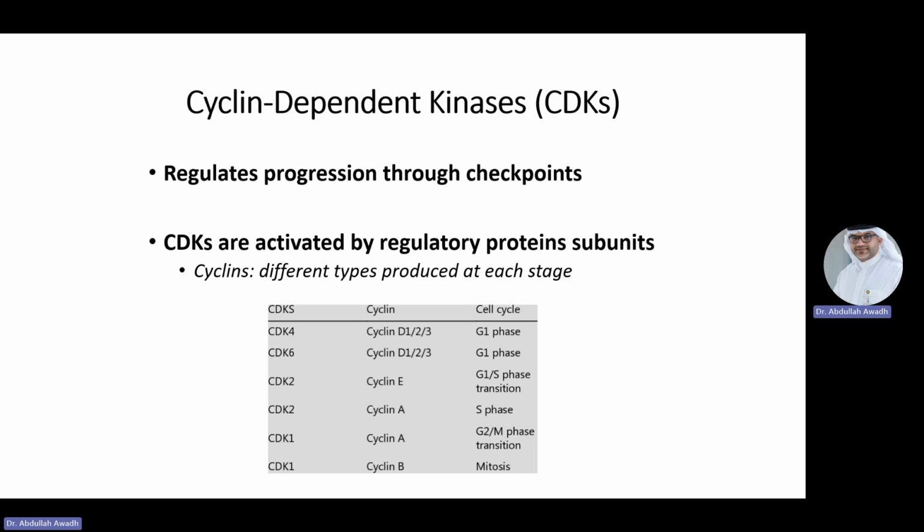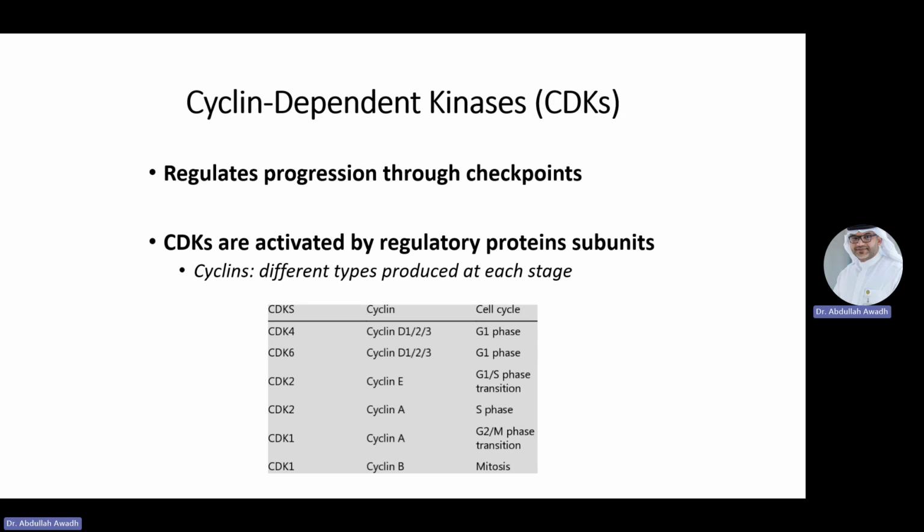CDKs, or cyclin-dependent kinases, are activated by regulatory protein subunits known as cyclins. There are different types produced at different stages, as we'll see in the next slide. So they are compositions. For example, CDK4 works with cyclin D1, 2, and 3, and they work during the G1 phase. Similarly, CDK6 works with any of these three in G1. CDK2 works with cyclin E, and this works at the G1 to S phase transition, and so on.